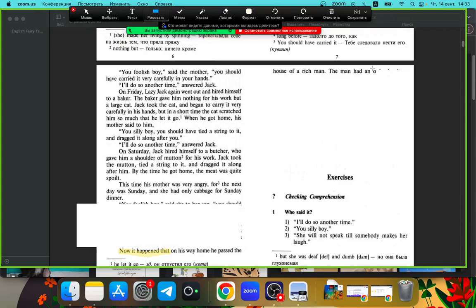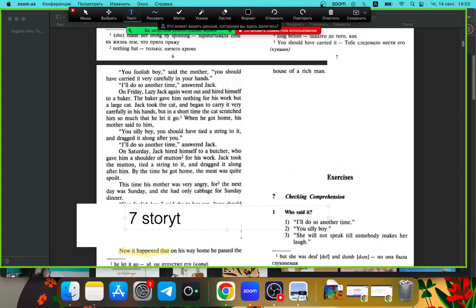On his way home, he passed the house of a rich man. And where do you put it? Of course, you put it in number 7, storytelling. Okay? Double L. So story, not double E, one E. I'm so sorry for making this mistake. I was just typing it very fast. Storytelling, and highlight it.